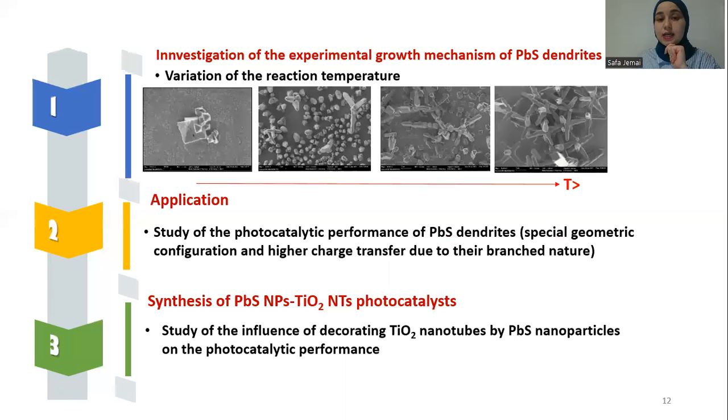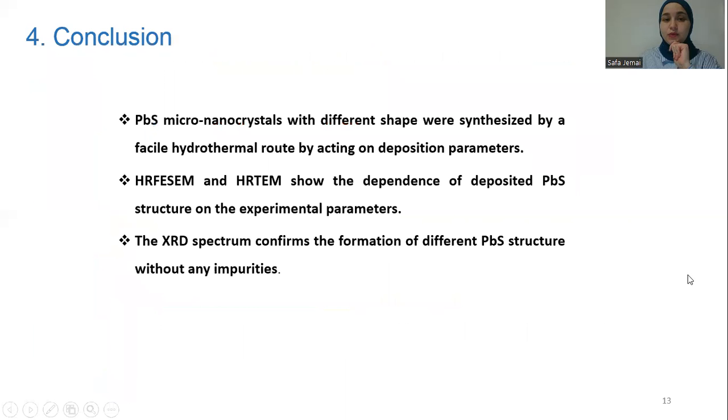To conclude, PbS micro and nanocrystals with different shapes were synthesized by a facilitated hydrothermal route by acting on deposition parameters. High-resolution FESEM and high-resolution TEM show the dependence of the deposited PbS structure on the experimental parameters. And finally, the XRD spectrum confirms the formation of different PbS structures without any impurities.